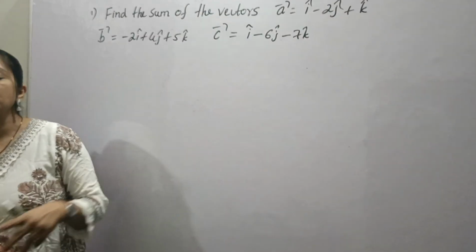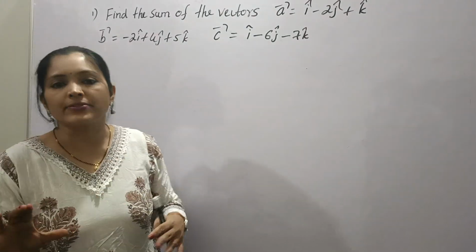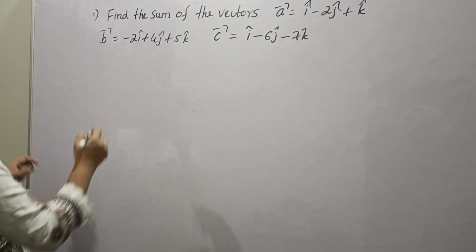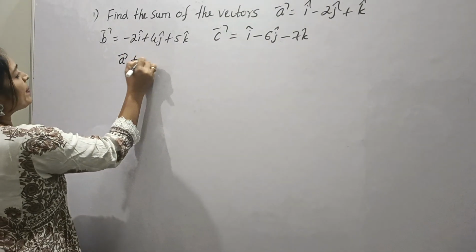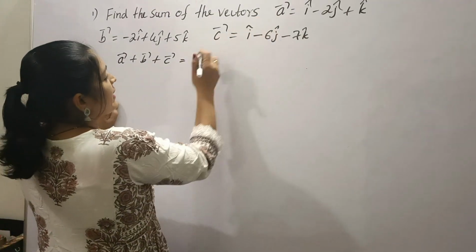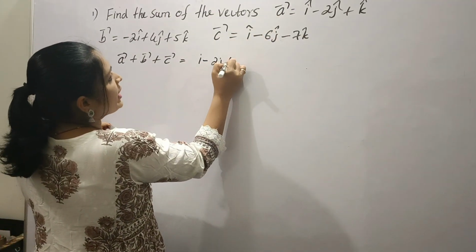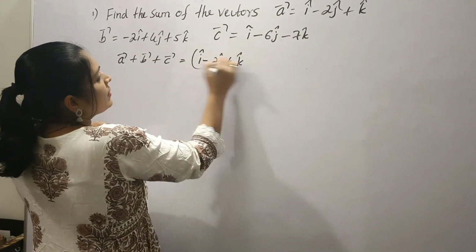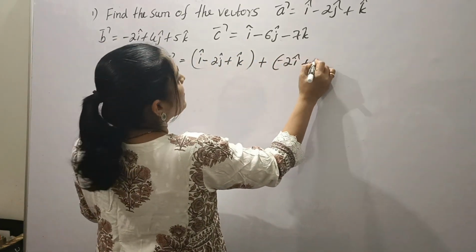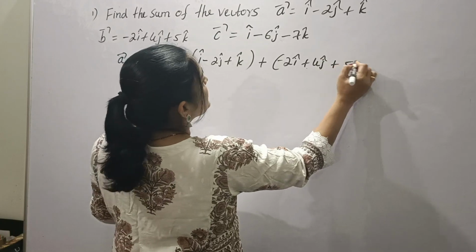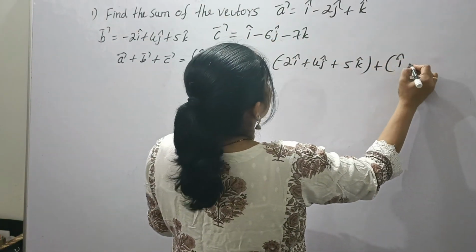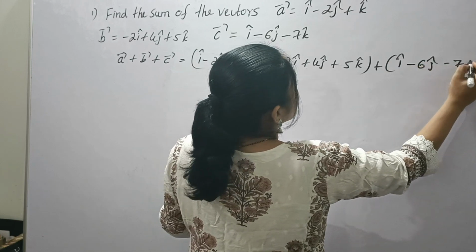Here we have to find the sum of these three vectors, that is, adding these vectors by adding corresponding components, right? So here we have to find vector A plus vector B plus vector C, that is equal to vector A, i minus 2j plus k, plus vector B, minus 2i plus 4j plus 5k, plus vector C, i minus 6j minus 7k.